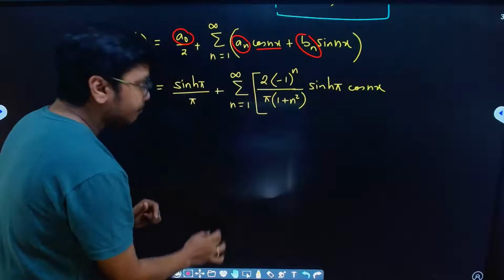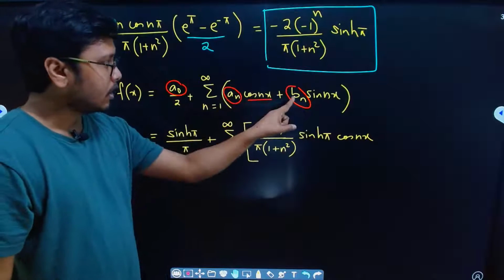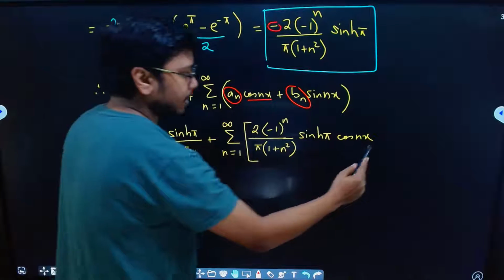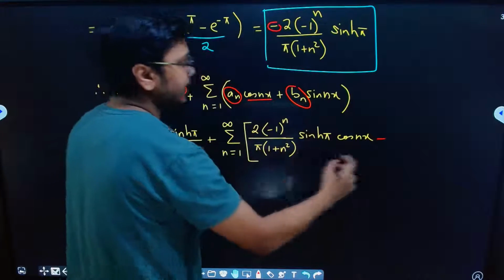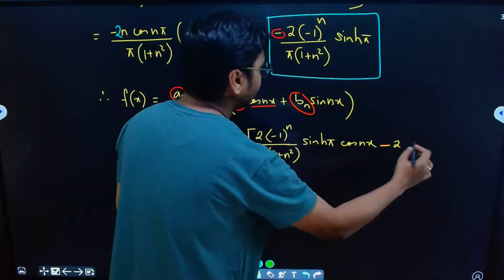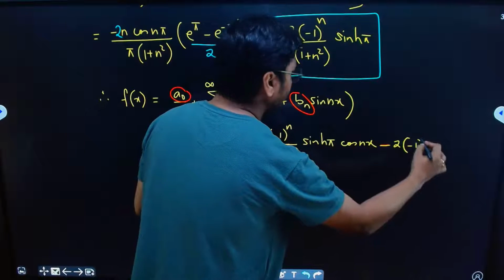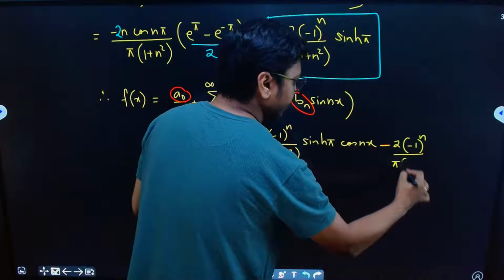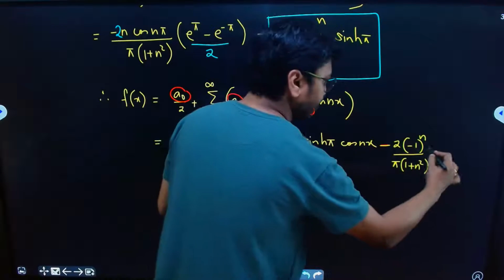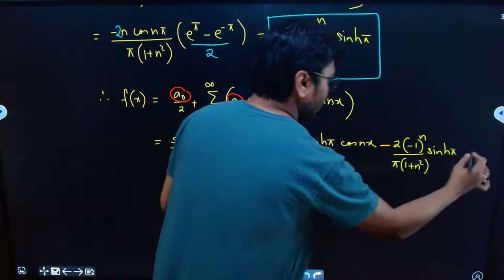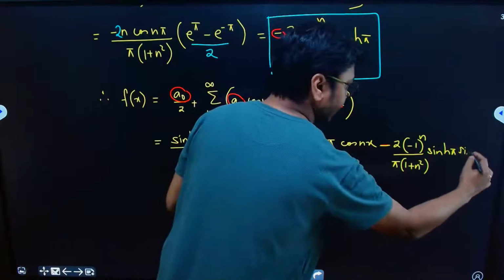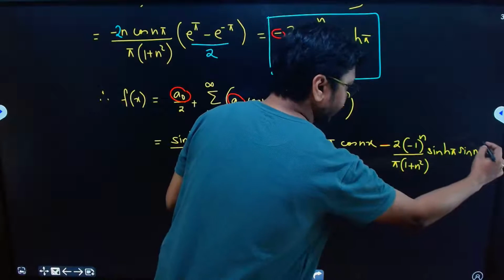Now the second term, this is the bn value. If I put the bn value, there is a minus sign over here. So minus bn value, which is 2 times (-1)^n by pi into 1 plus n squared, sinh(pi), multiplied with sin nx.